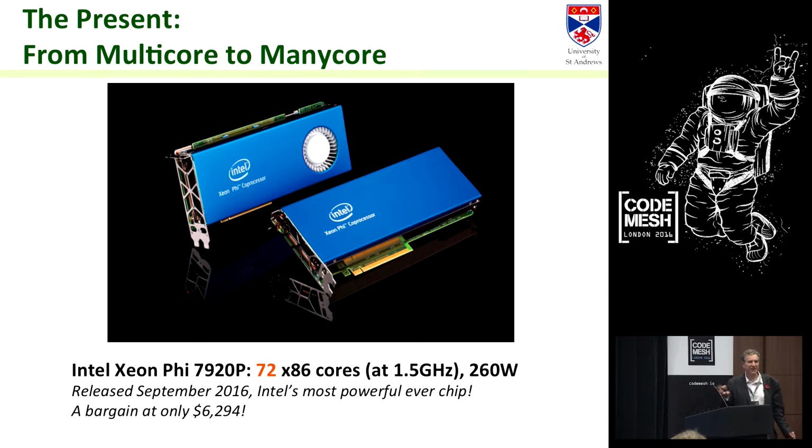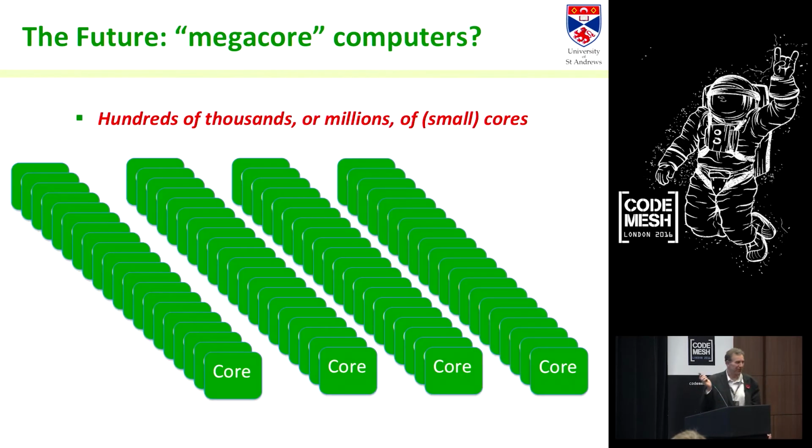So that's a single chip. This is Intel's most powerful device ever, and if you're in the market for a MacBook Pro, you'll see it's a bargain at only $6,000 odd. So go out and buy a few.